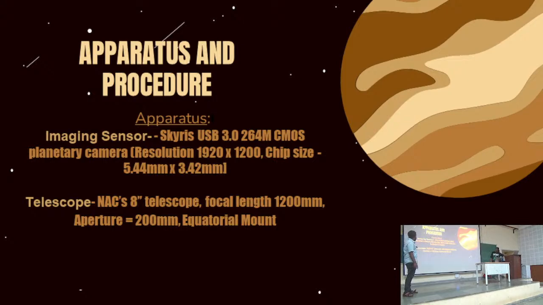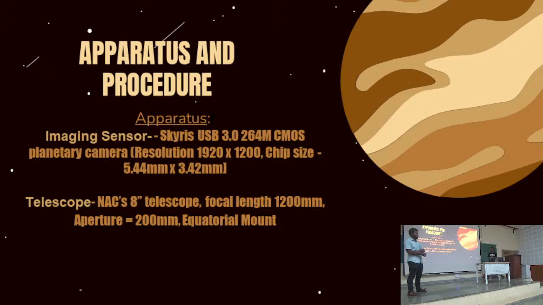And then we had this 8-inch telescope, which had a focal length of 1200 millimeters and an equatorial mount. One reason we chose it is obviously that we have it. Apart from that, we use an equatorial mount instead of an alt-azimuth mount because we are looking at Jupiter. Then we have to focus it and choose the saturation level and everything. We can't just point it and move on, so we have to look at it for some time. So we have to track it.